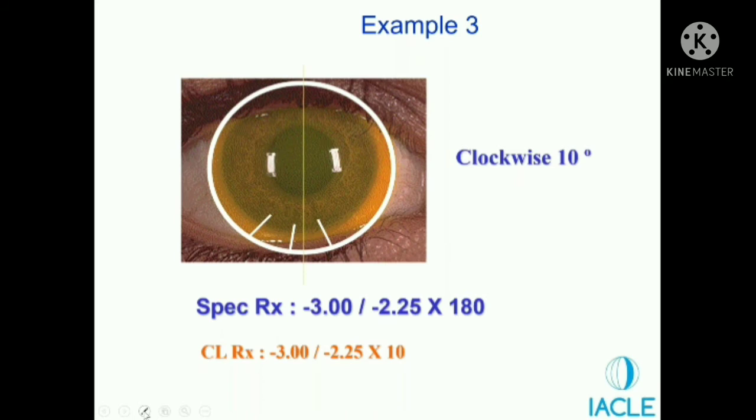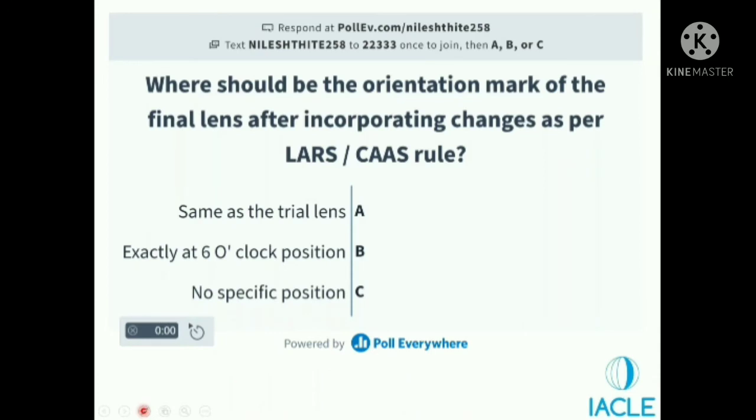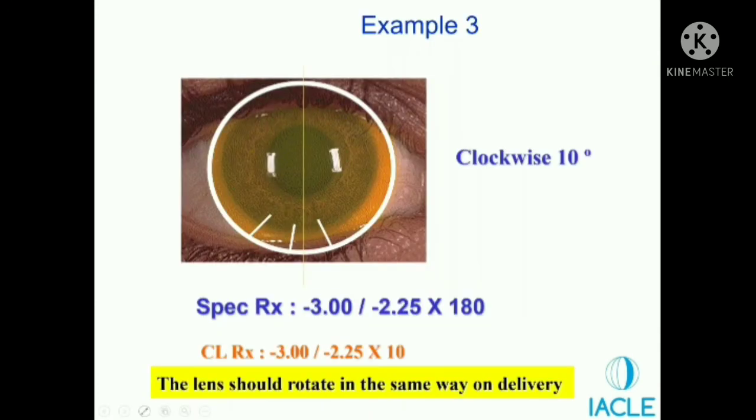So it is important that the final lens also rotates exactly like the trial lens. Okay, if you understand this, you've understood toric lens fitting. This is how it works. The final lens should also rotate in the same way on delivery as the trial lens.